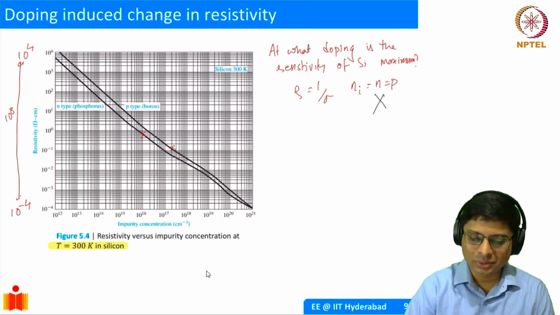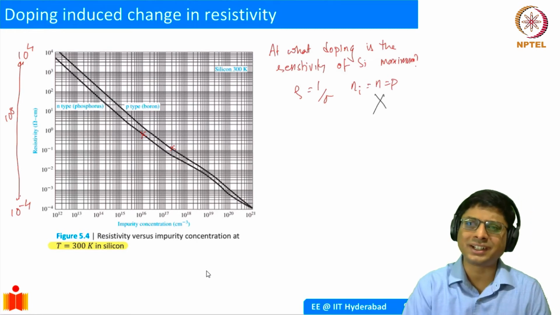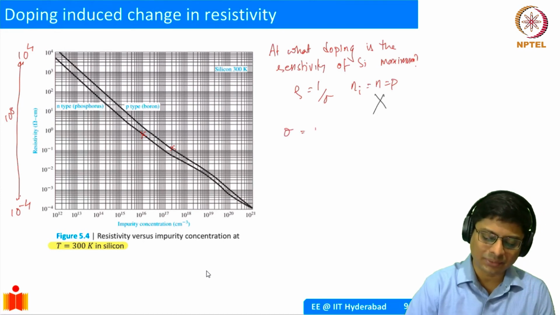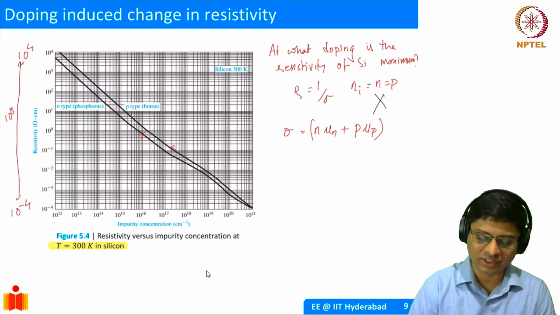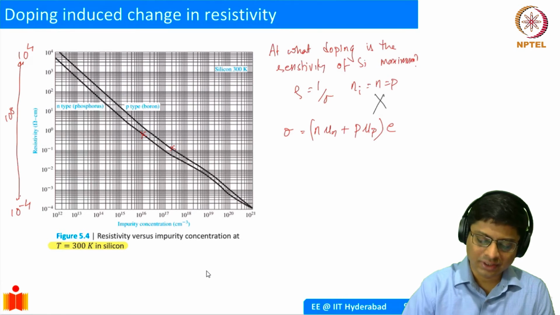Okay. To do that, you have to write out, let's say you could talk of resistivity maximum or the conductivity minimum. Both are the same. So I'll say conductivity minimum. Sigma is going to be what? (n mu n plus p mu p), and the whole thing is multiplied by charge e, right? But you remember in equilibrium conditions, this is going to be Ni square by n.